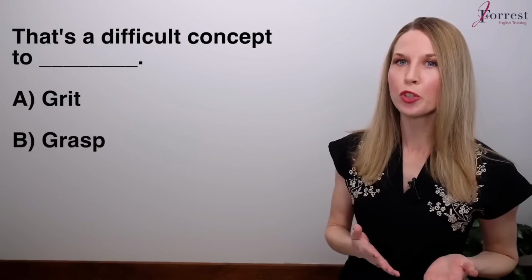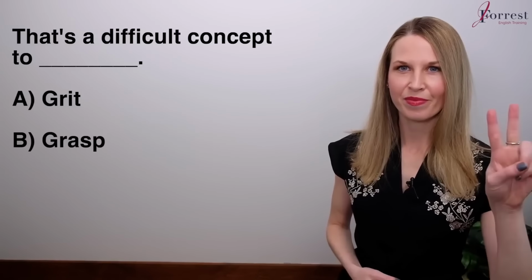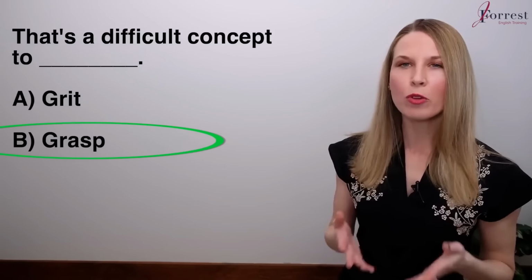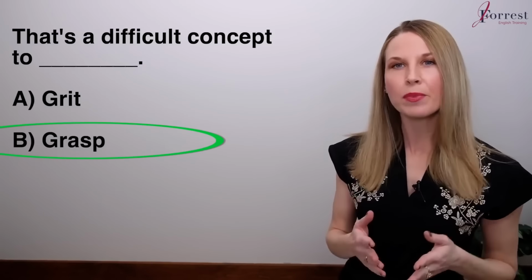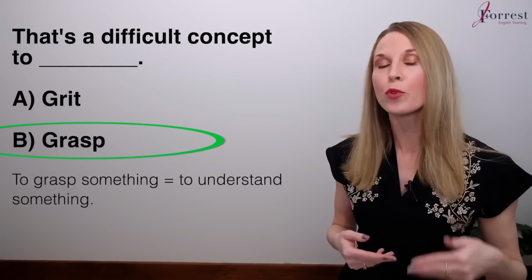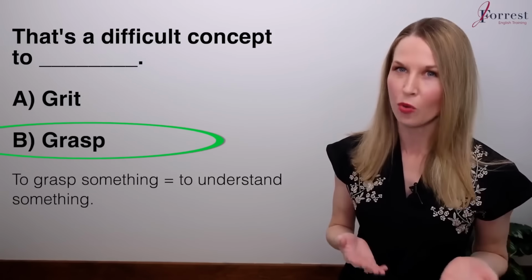Number six. That's a difficult concept to A or B? B, to grasp. When you grasp something, it simply means that you understand it. So it's the same as saying that's a difficult concept to understand. That's a difficult concept to grasp.